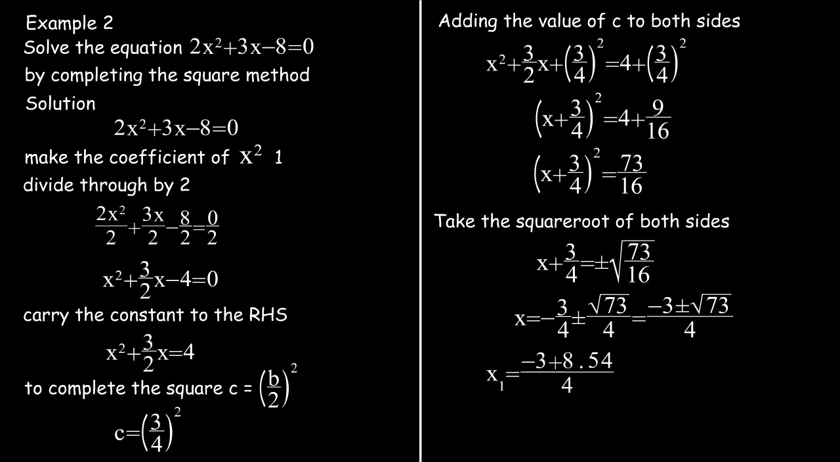So our value of s1 will be equal to minus 3 plus 8.54, that's the value of root 73, divided by 4, and our s2 will be equal to minus 3 minus 8.54 divided by 4. Simplifying, s1 will be equal to 1.4 and s2 will be equal to minus 2.9.